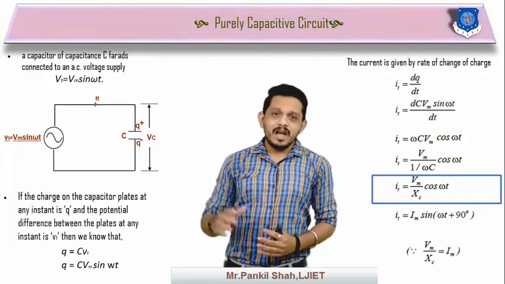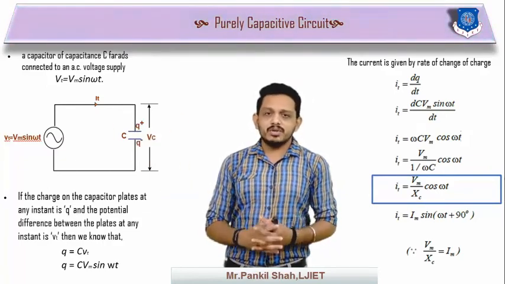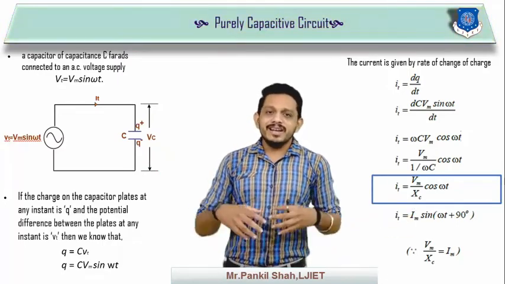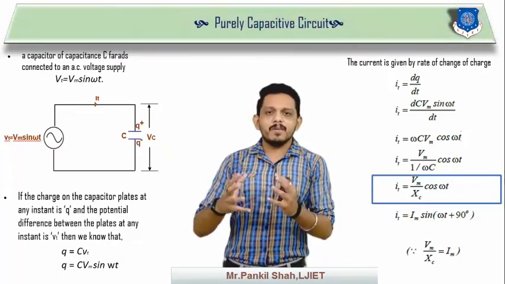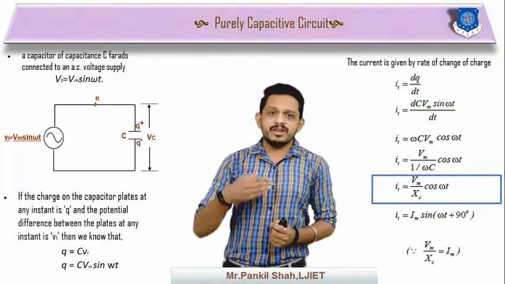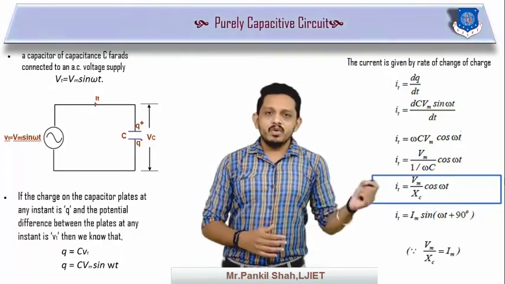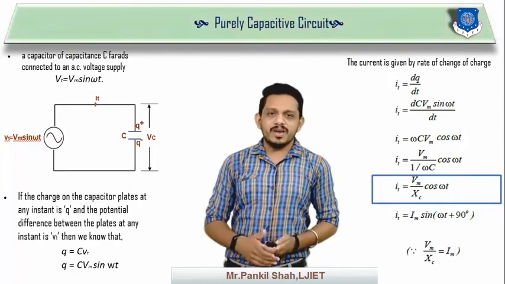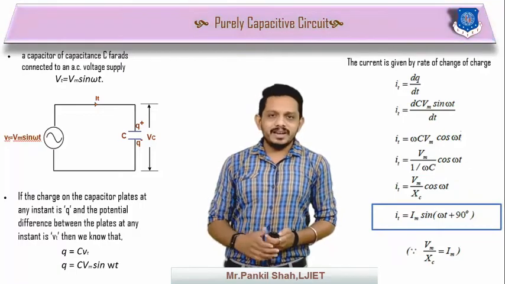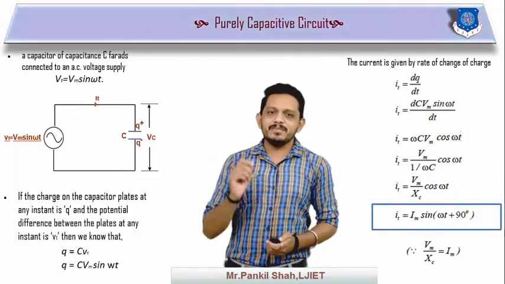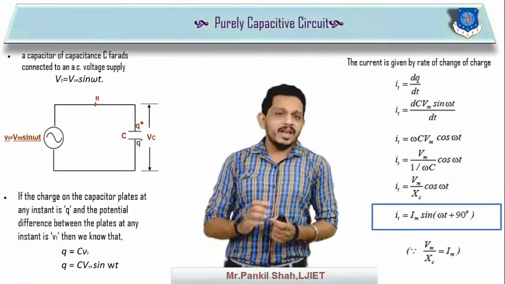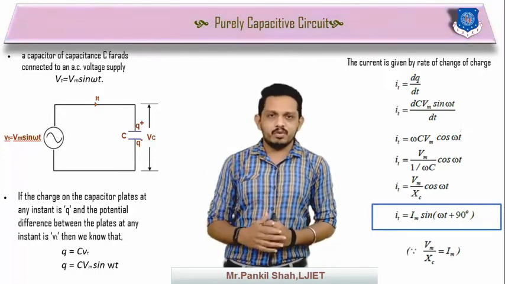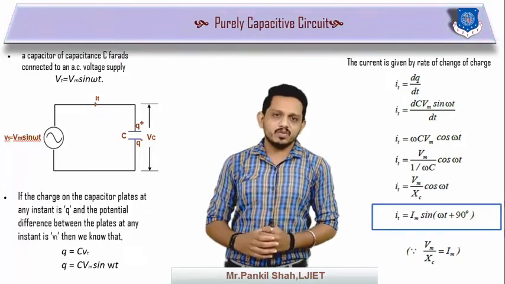But our reference voltage equation is in sinusoidal form, and here our equation of the current is in cosine form. So we cannot combine these two quantities. To convert this cos into sine, you have to use the trigonometrical formula. If you convert this cos omega t into sine omega t, then it will be I equals Im sin (omega t plus 90). Here you have to take 90 plus omega t. You cannot take 90 minus omega t.